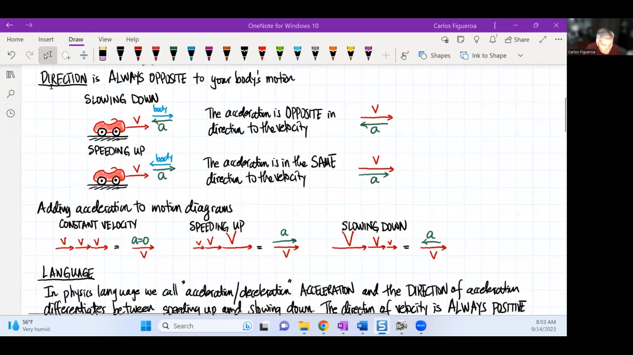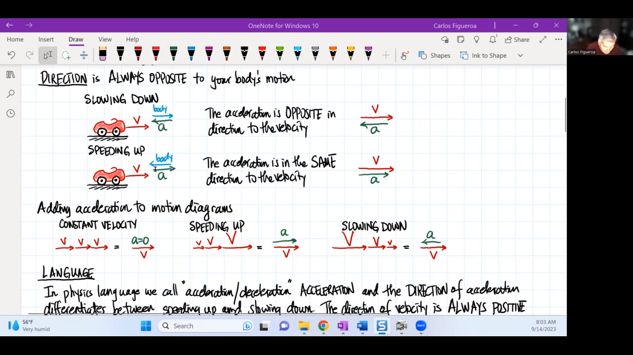Then we started talking about the direction. The direction is always opposite to your body's motion. So if you're slowing down, as a car is going to the right, what you're finding here is that your body has a tendency to slide in the forward direction. By our definition, the acceleration is opposite the direction of your body. So the acceleration is opposite to the direction of the velocity. This is what we mean by slowing down.